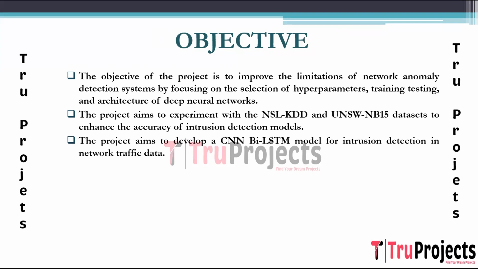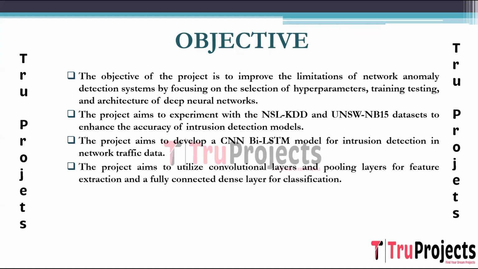The project aims to design and implement a specialized model known as convolutional neural network with bidirectional long short-term memory. This model is specifically tailored for intrusion detection in network traffic data. CNN layers are effective in capturing local features, while BLSTM layers address the challenges of retaining long range information in sequential data, contributing to more accurate predictions in intrusion detection.